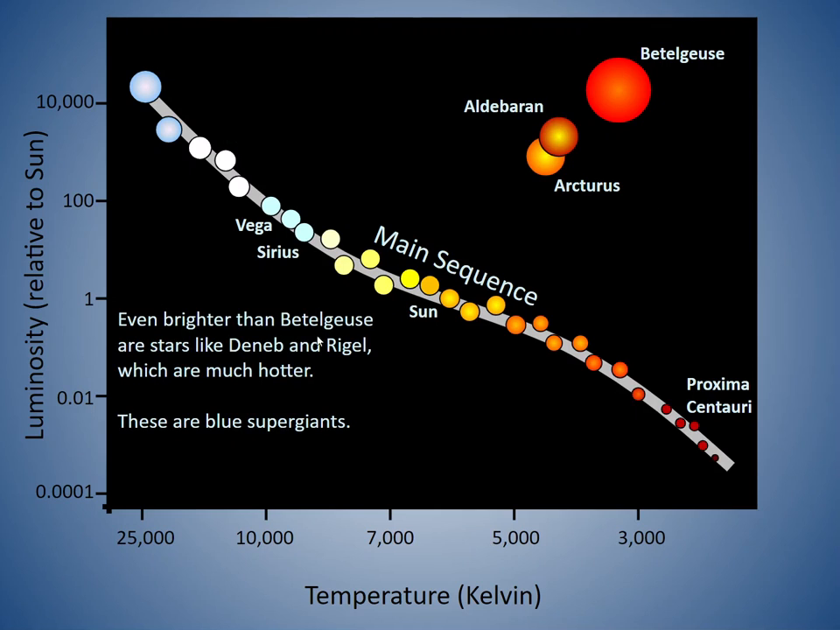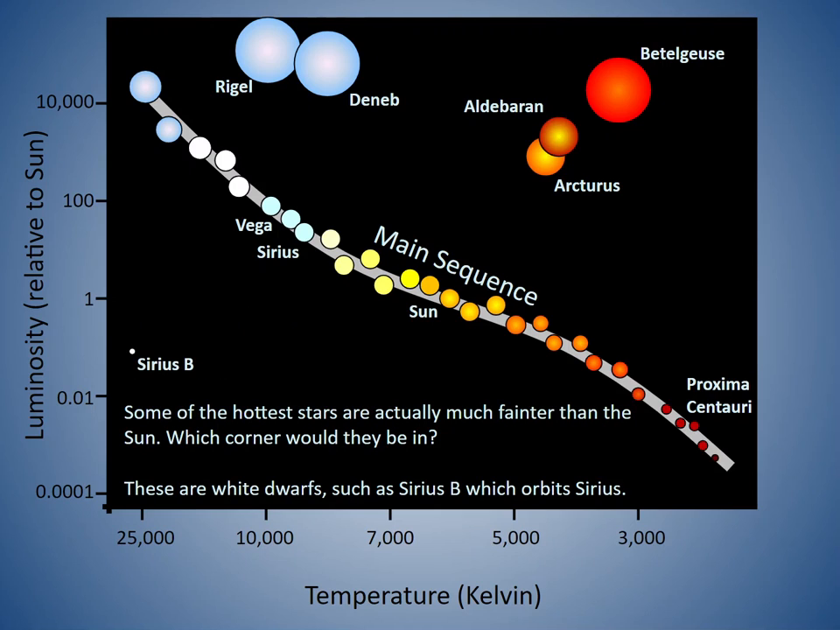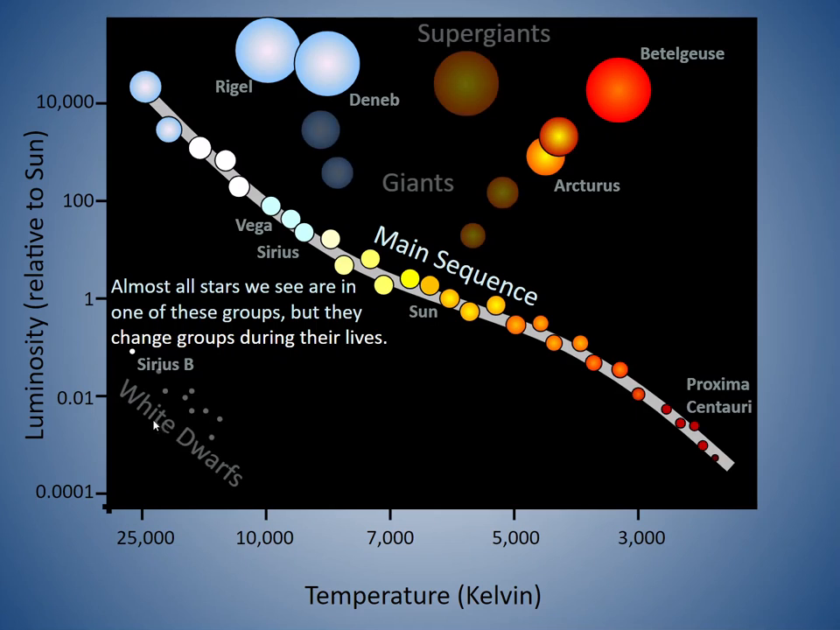Okay, stars even brighter than Betelgeuse. So wow, we're still going up even more. Deneb and Rigel, they're much hotter, so they would be to the left side. They're actually blue, and so they're called blue giants. Okay, we have also found some stars like Sirius B, which are some of the hottest stars we've ever found, but they're much fainter than the sun. And they would be in this area over here. So very hot, very faint would be in this area. These are called white dwarfs.